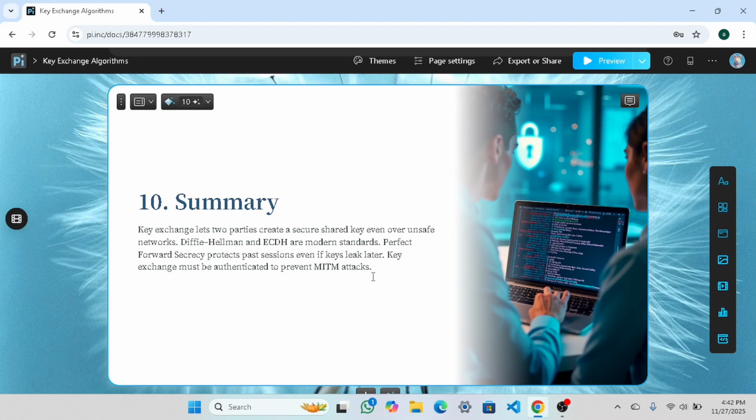Let me summarize this video. Key exchange lets two parties create a secure shared key even over unsafe networks. Diffie-Hellman and ECDH are modern standards. Perfect forward secrecy protects past sessions even if keys leak later. Key exchange must be authenticated to prevent MITM attacks, man-in-the-middle attacks.